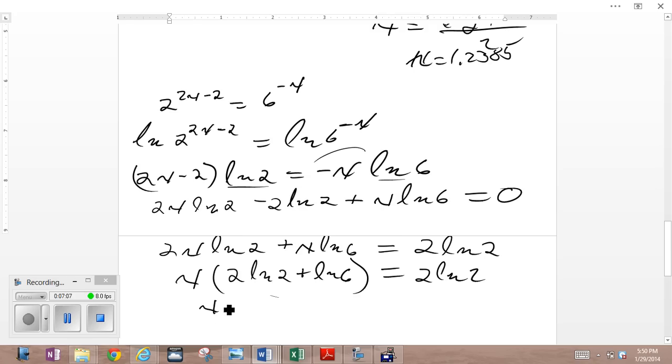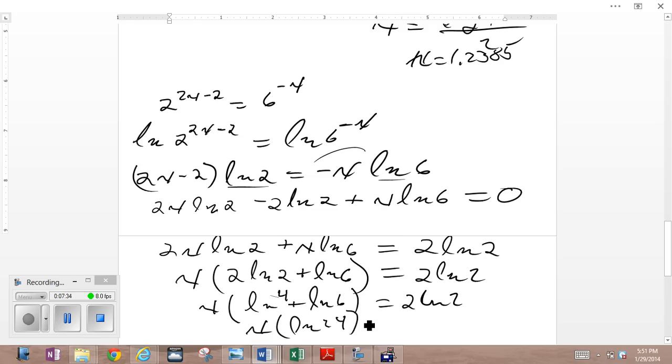This could be x times what? Natural log of 4 plus the natural log of 6, right? Because it's actually natural log of 2 squared, so it's 4, 6. Equals 2 the natural log of 2. This again, then this would be what? X times the natural log of 24 equals 2 the natural log of 2.